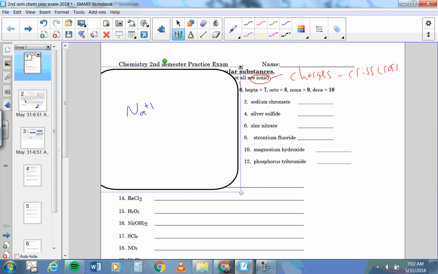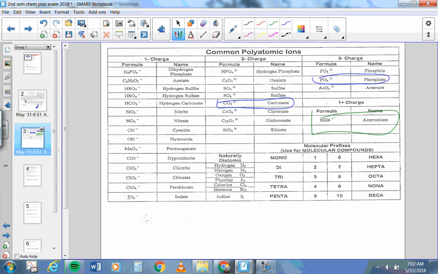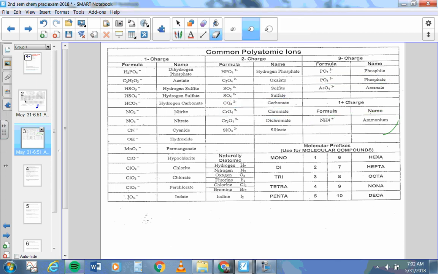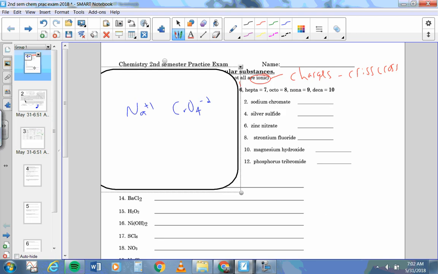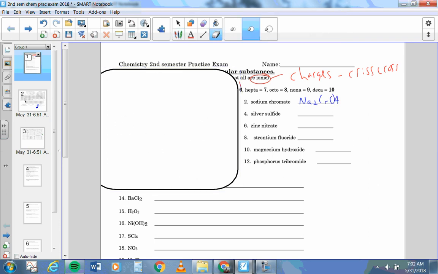Okay. Sodium chromate. Na with a +1. Chromate is CrO4 with a -2. How do I know that? I looked back here and found chromate CrO4 with a -2. That means it's going to take two of these, Na2CrO4.